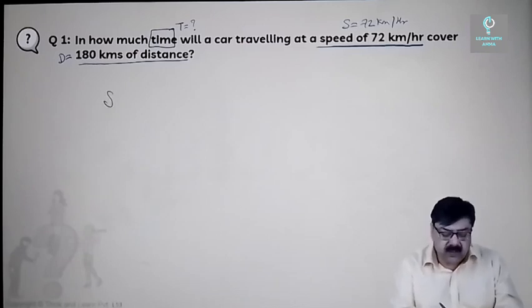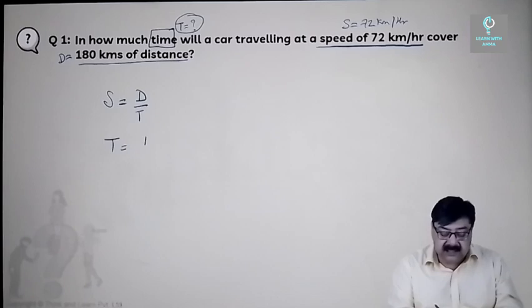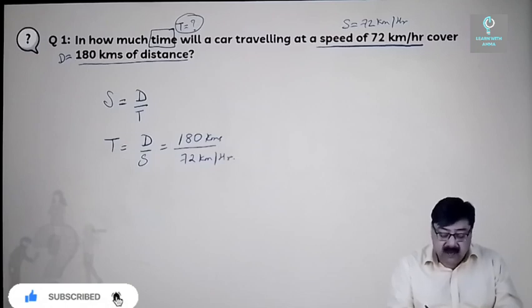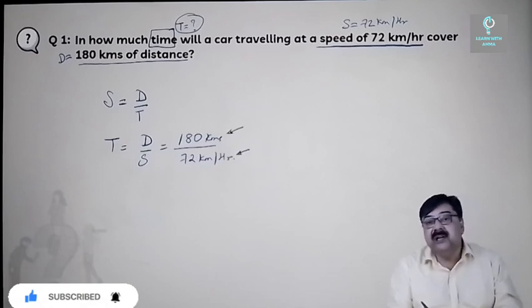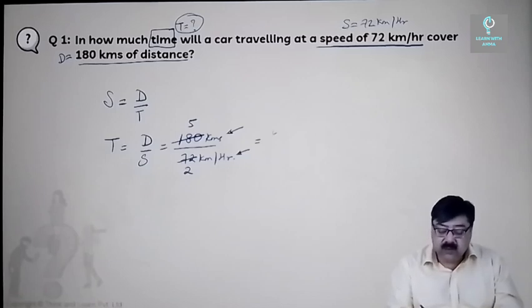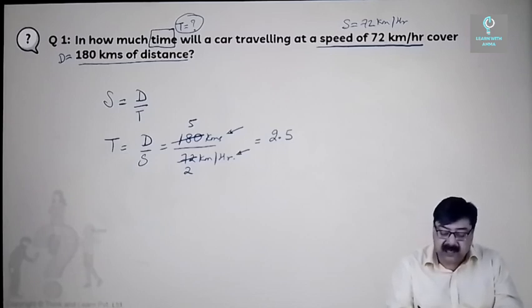So simple as that, you know speed is equal to distance by time. And what you need to find out is time. So time equals distance by speed, which is 180 kilometers by 72 kilometer per hour. Now, very important, please make sure that you take care of the units. We know that 36 into 5 is 180 and 36 into 2 is 72. So the total time taken to cover 180 kilometers of distance at a speed of 72 kilometers per hour shall be 2.5 hours. A very, very basic question.